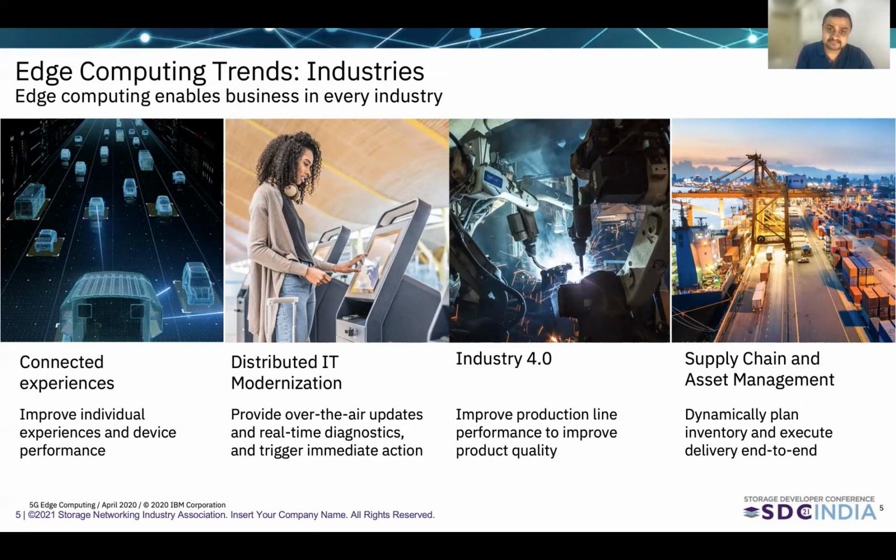Industry 4.0, which has now become ubiquitous, is driving a new form of manufacturing and manufacturing processes that the manufacturing industry has to deploy and incorporate. And that's all driving edge computing. And surely the supply chain and the asset management, where we know that IoT devices are actually used for inventory control, etc., which is also driving edge computing. So what's the takeaway? The takeaway is that almost all industries are getting impacted by edge computing.